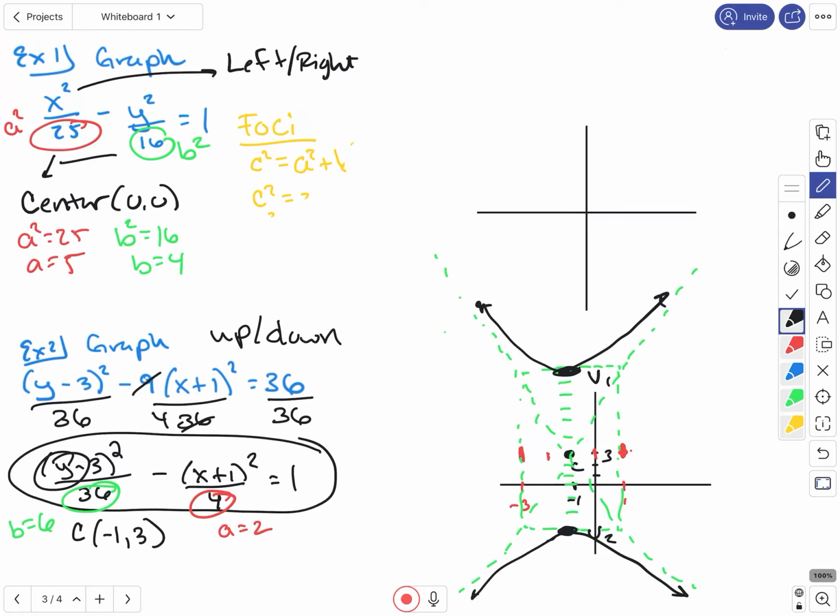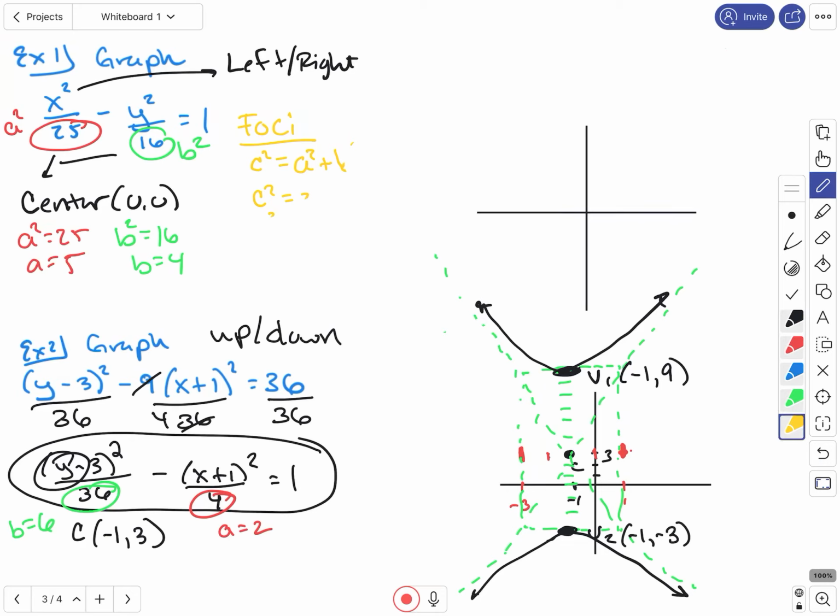So it looks like those points, let's see, we started at 3 and we went up 6. So this vertex must be at x is negative 1 and y is 9. Starting at 3 and moving up 6. And this vertex must be, again, at x is negative 1, but we went down 6. So when we start at 3 and go down 6, we end up at negative 3.